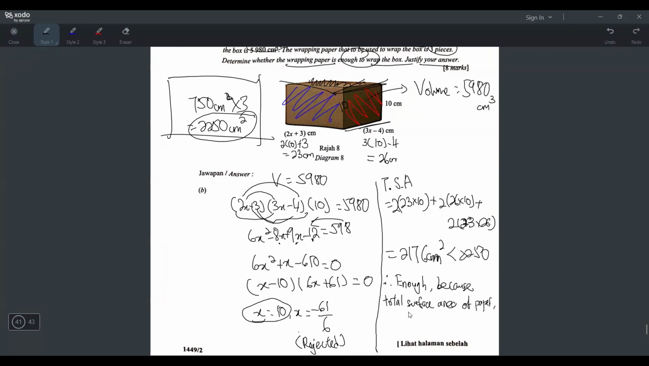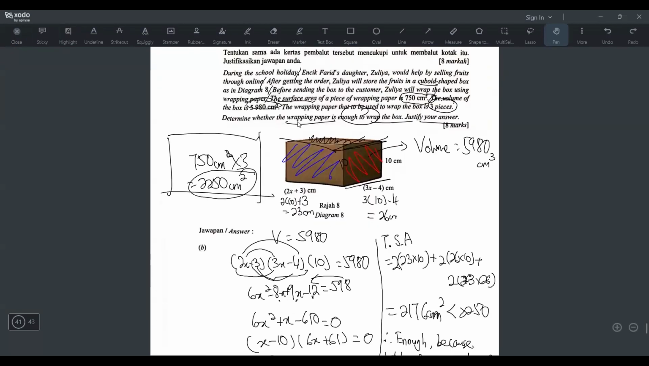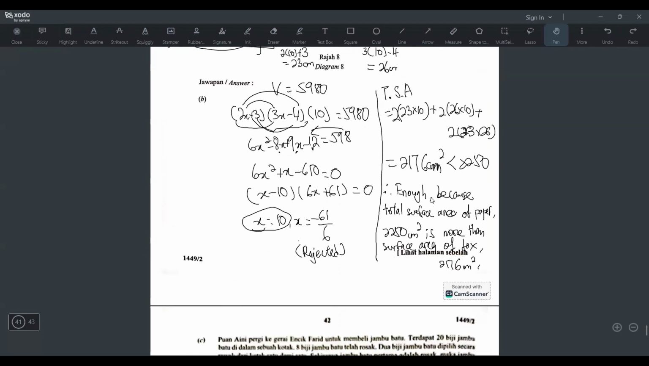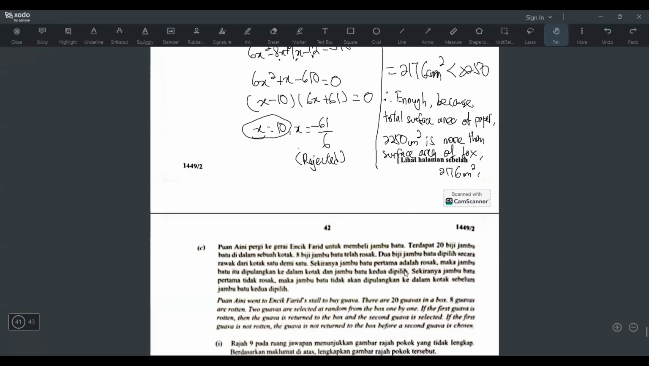Area of paper, comma, 2250 cm square is more than surface area of box, which is, comma, 2176 cm square. Okay, yeah, just write like this. It's good enough. So how they ask, determine whether it's enough to wrap the box. So enough because total surface, yeah, so enough lah. So for the reason, just buat satu ayat, bina ayat, and then just write, and then cukup.